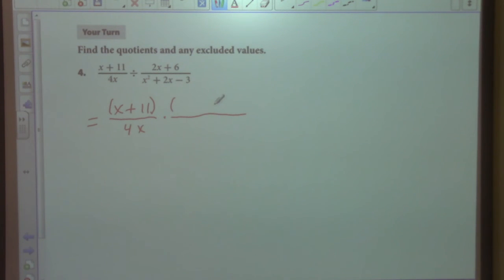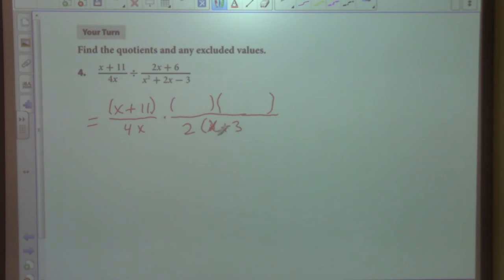So what we're going to do is take this denominator here and put it up here in factored form, and take this numerator here and put it down here as a denominator. So I'm going to call that 2x plus 3. Does that make sense? Questions on that?